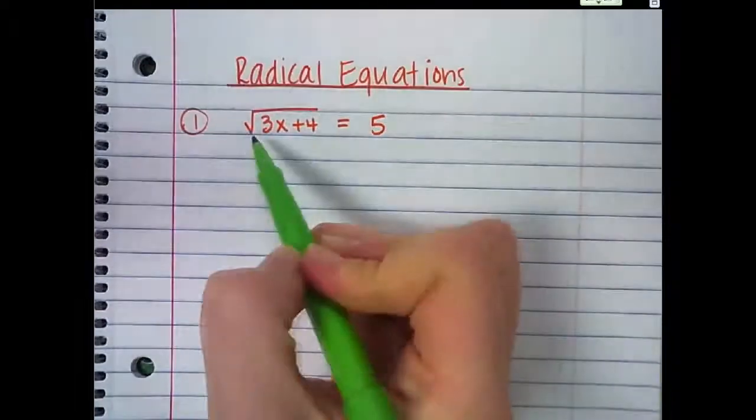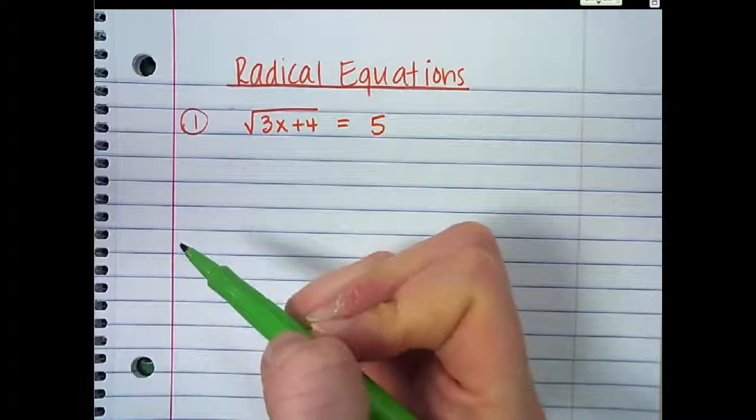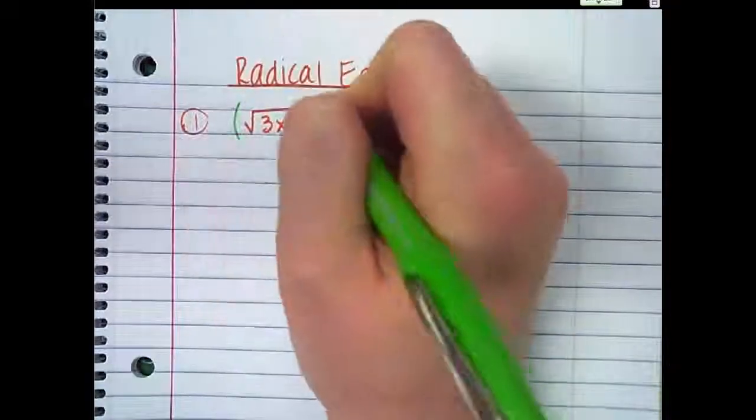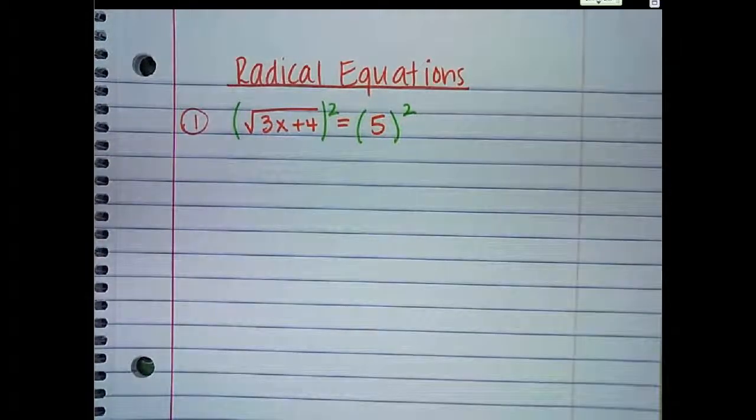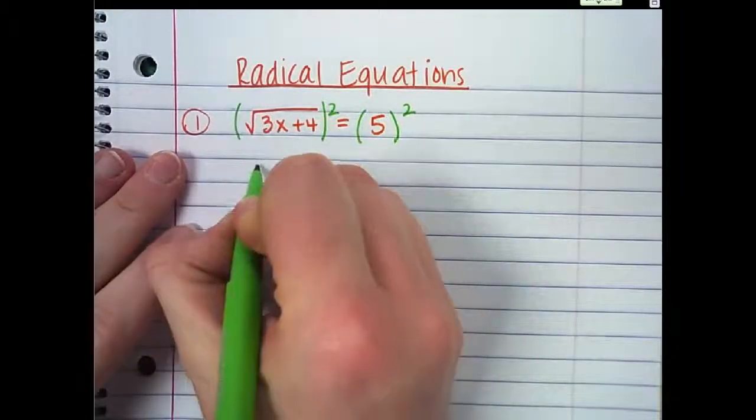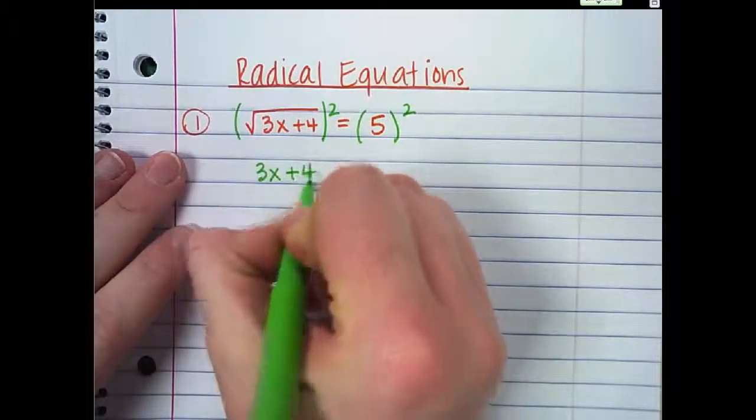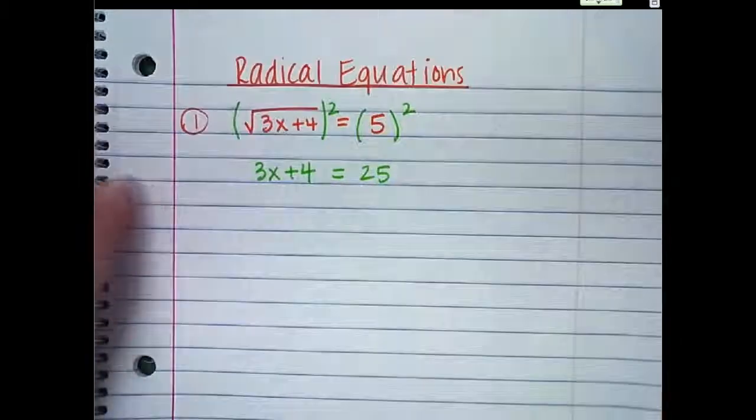So I want to get rid of this square root. How do I get rid of a square root? You square it. So if I square this side, I have to square this side. On the left, when I square a square root, it goes away. So now I get 3x plus 4 equals what? 25. Solve for x.